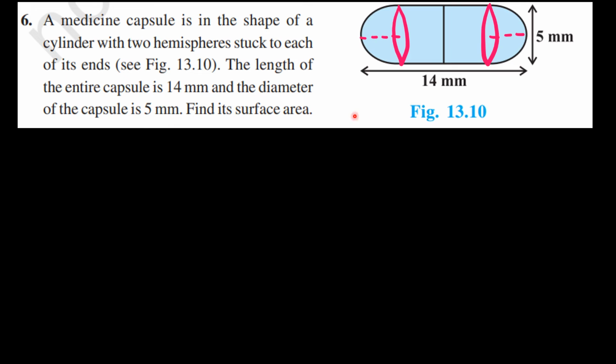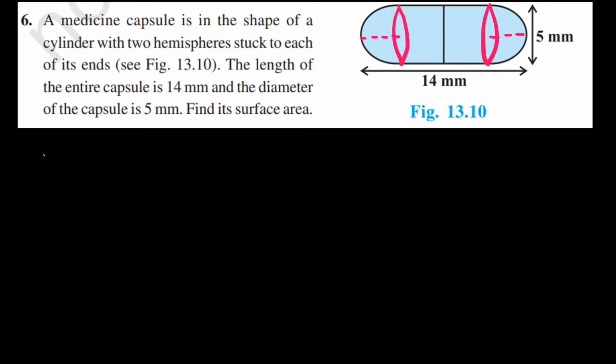In this video, we are going to solve exercise 13.1, sixth problem. A medicine capsule is in the form of a cylinder with two hemispheres stuck to each of its ends. This is seen in figure 13.1. The length of the entire capsule is 14 mm and the diameter of the capsule is 5 mm. Find its surface area.